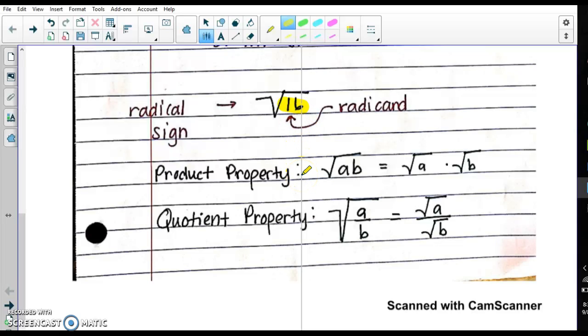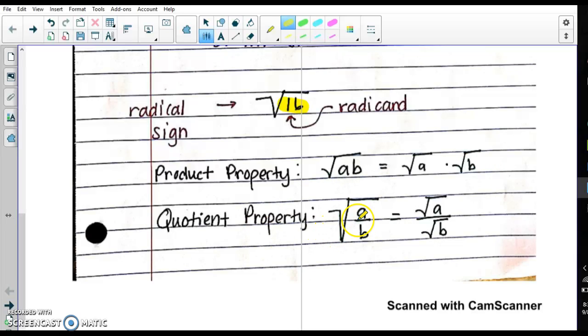There are two properties that we use to simplify square roots. They're called the product property and the quotient property. Product, of course, means to multiply. So the product property shows that if you have the square root of two numbers multiplying, for instance a times b, you can break them up into the square root of a times the square root of b. It helps you simplify the square root. We're going to show you an example of that later.